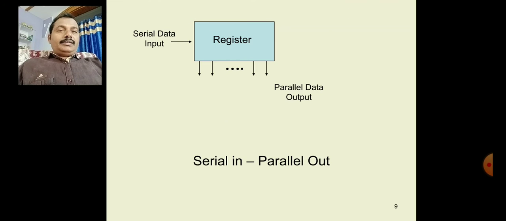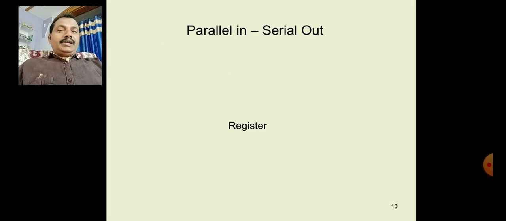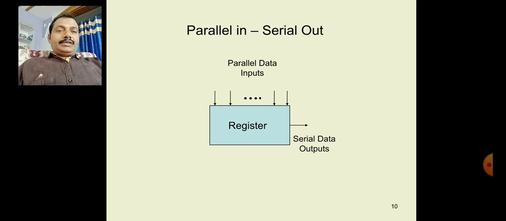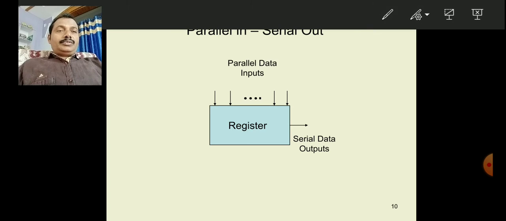Now let us see parallel in, serial out shift register. In this the data is entered into the register parallelly at a time, and it will be shifted serially out bit by bit like this. So this is serially shifted outside.